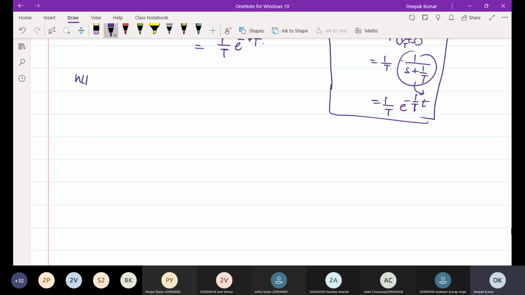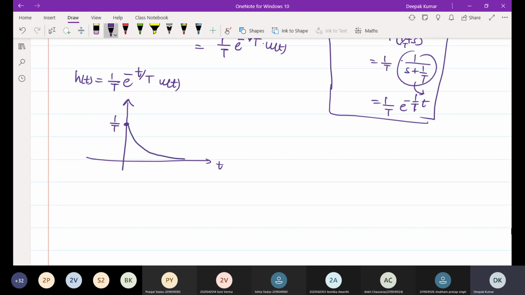h of t is equal to 1 by t e to the power minus t by t. u of t is a causal type of system, that's why you have put it here instead of u of t also. You can plot this h of t with respect to time. It will become exponential decreasing, but starting magnitude will be 1 by t. After that it will be decaying like this.